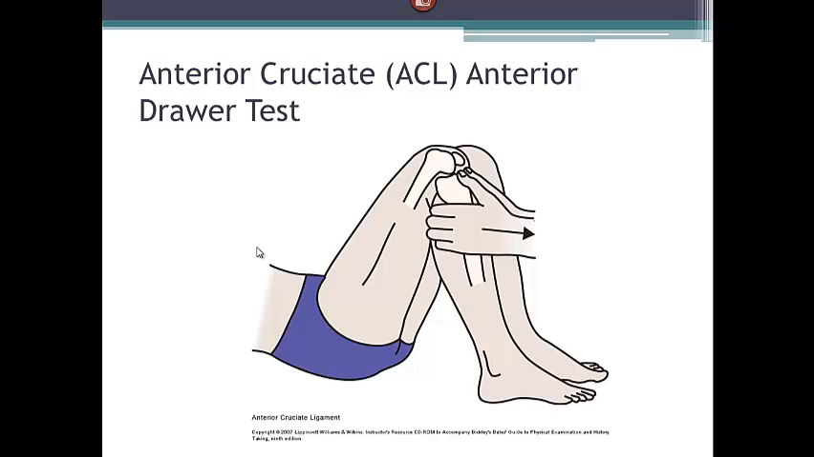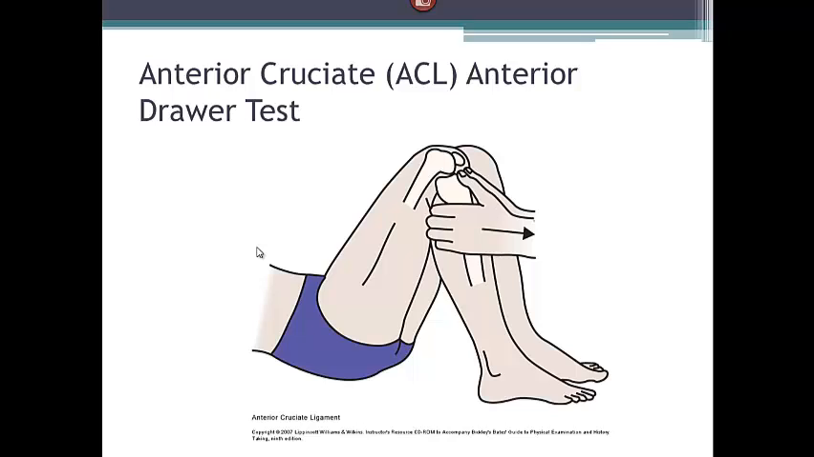Now let's talk about other common signs present in ACL tear. To be able to palpate collateral ligaments, the patient's foot should be resting on the bed with the knee flexed at 90 degrees. Grasp the patient's leg and using your thumb, try to elicit tenderness over the patellar tendon beneath the femoral epicondyle.